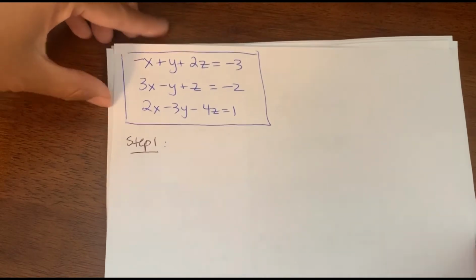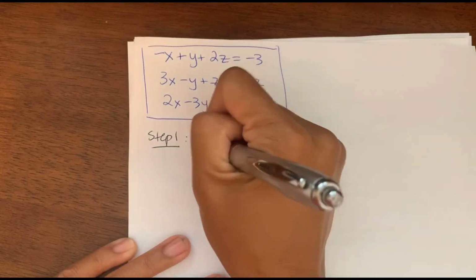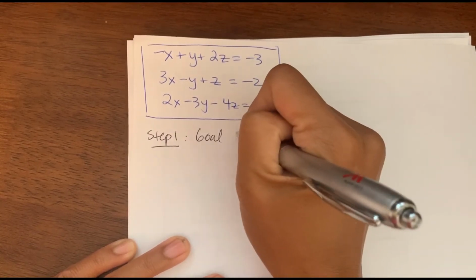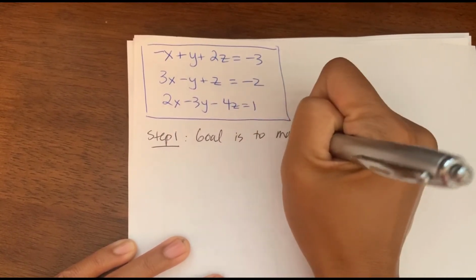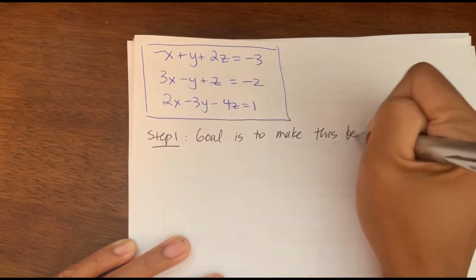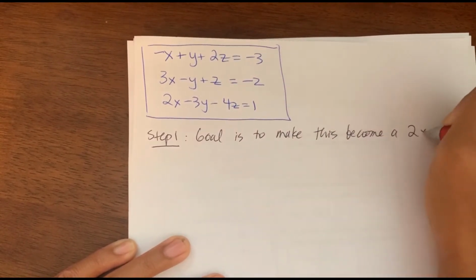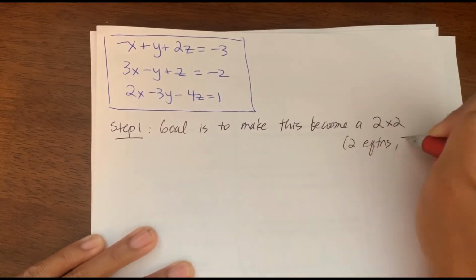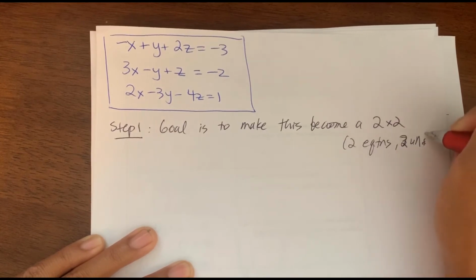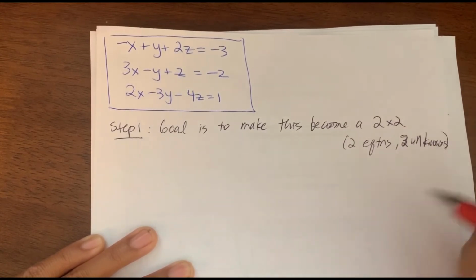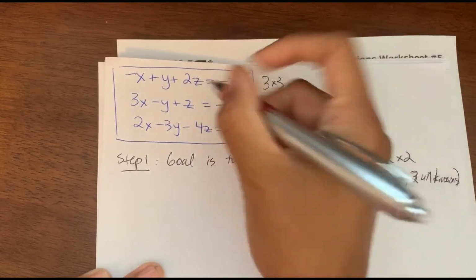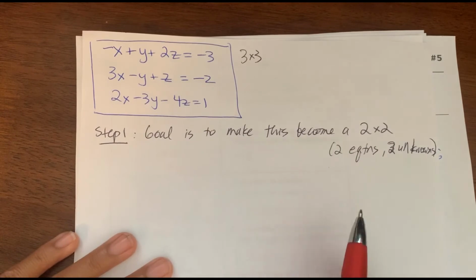So here I rewrote the problem. The first step that you're going to do is your goal. Your goal is to make this 3 by 3 become a 2 by 2, meaning you want 2 equations with 2 unknowns. That's your goal for the first step. This is a 3 by 3, 3 variables and 3 equations. You want 2 equations and 2 unknowns.